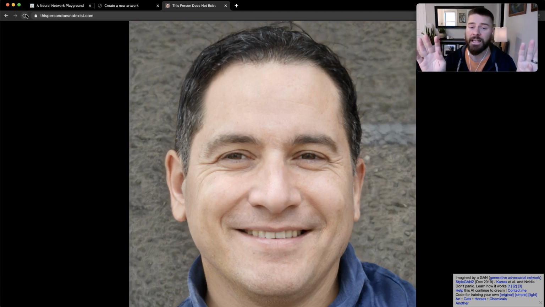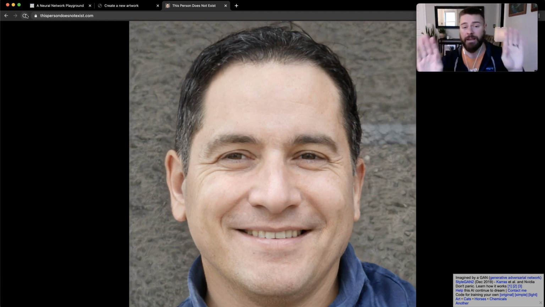So we show it either a real image or a fake image, and it has to guess whether it's real or fake. So here's how this works. The generator network generates an image. The detector network tries to guess whether it's fake or not. If the generator can fake out the detector and fool it into thinking that a fake image is real, the generator network gets rewarded. If it fails to fool the detector network, it gets penalized.